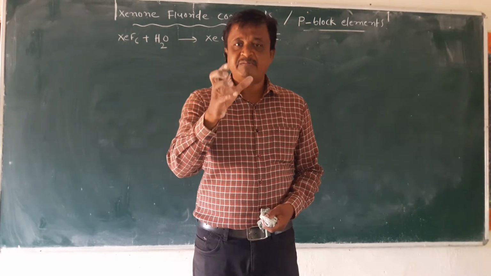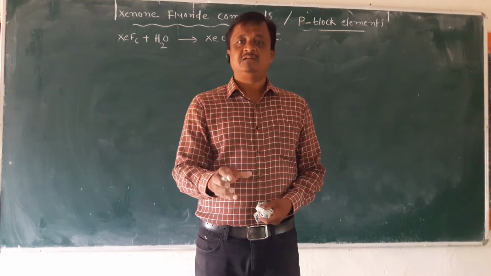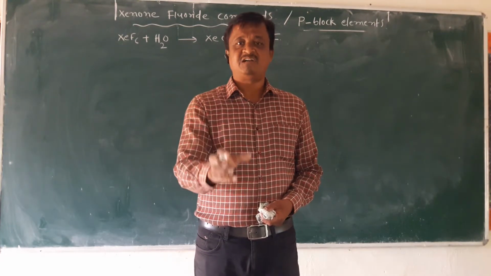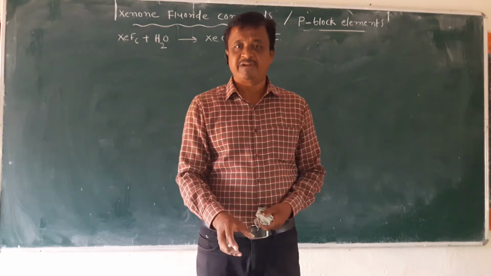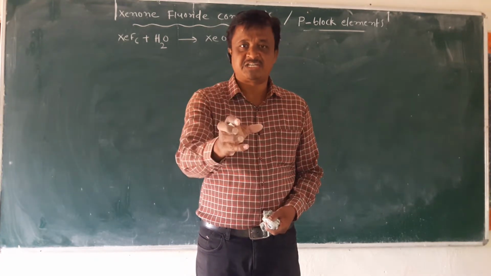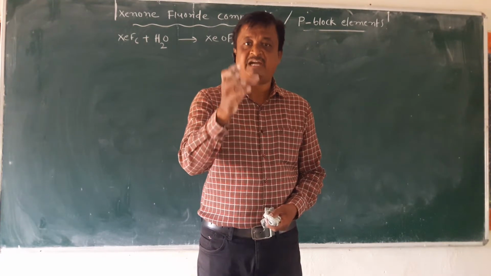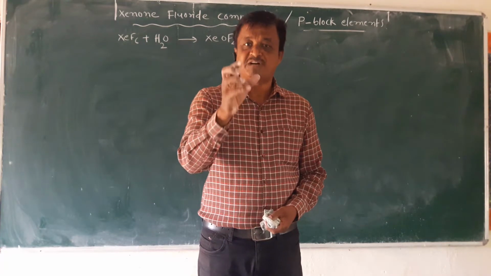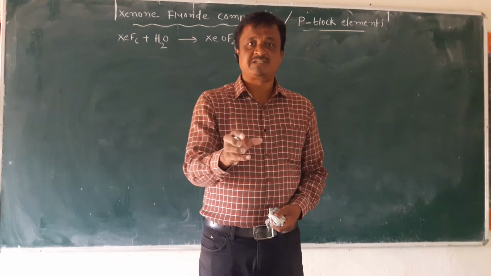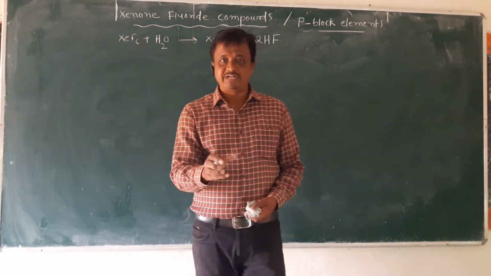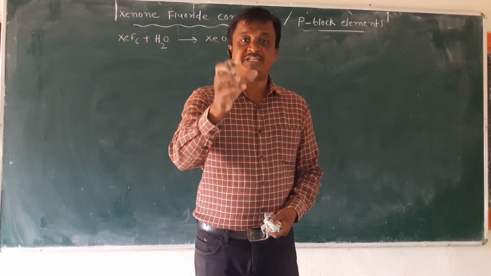And what type of hybridization is possible, what is the bond angle, how many lone pairs of electrons, how many sigma bonds are present in xenon oxytetrafluoride, and what is the structure, and which oxidation state is possible, and which excited state is possible. All these points I have to cover in this class. Okay, so my dear students, first of all, how to prepare xenon oxytetrafluoride?